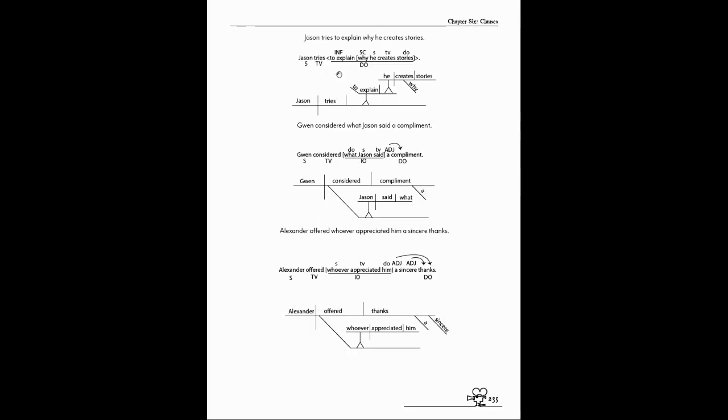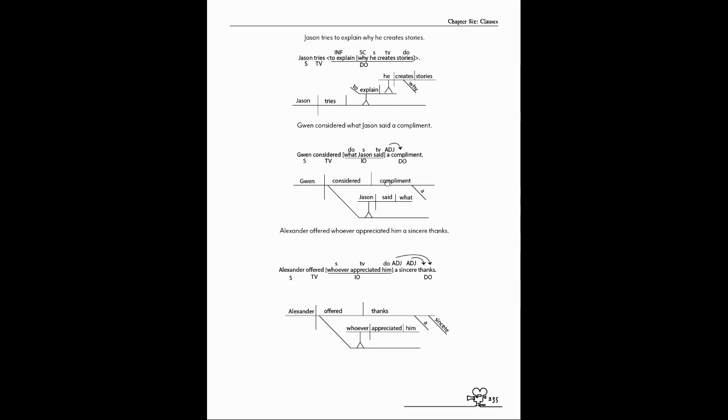Moving on, if we have direct objects, right? Jason tries to explain why he creates stories. Okay, so Jason's subject tries, transitive verb. This is my whole direct object. He tries to explain a thing. And then that thing happens to be the object of the infinitive, right? But it's also a clause. It's a noun clause. So he creates stories. Why? So this whole idea is the object of the infinitive to explain, and that whole construction is acting as the direct object.